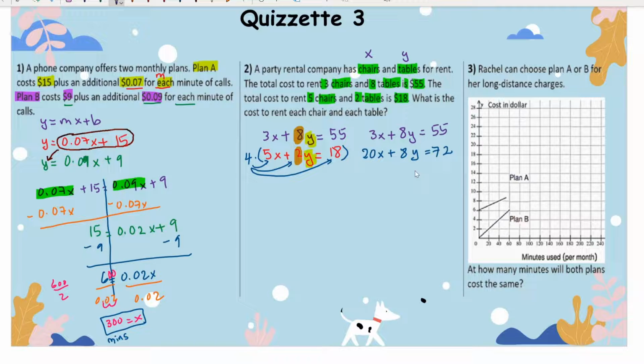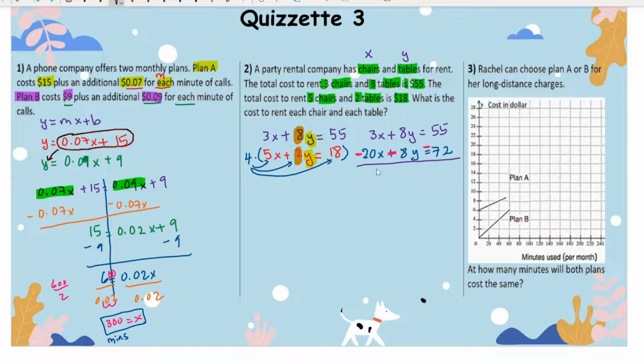Now if we add the two equations right now, y won't cancel each other out because they both are positive. That will turn 16. So what we're going to do is multiply the whole equation by -1. That will change the signs to negative: -20x, -8y, and -72. Again, we multiply the whole equation by -1.